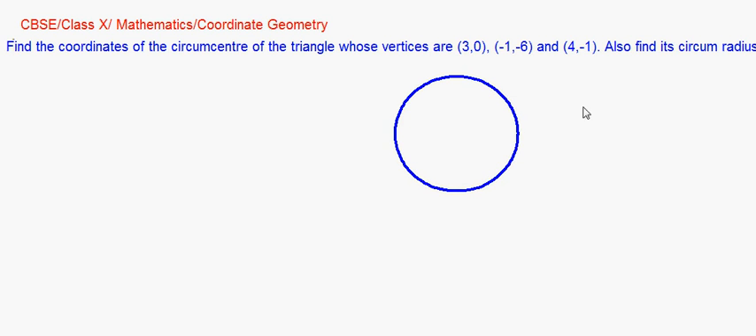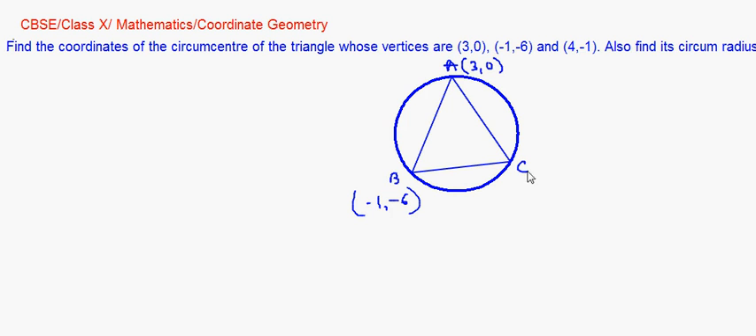This I think is what they mean when they say this is a triangle first. Let me just name them as well. So this is A, which is given by 3, 0. This being B, it's given by -1, -6. This being C, it's 4, -1. Now what we have to find out is the coordinates of the circumcenter.